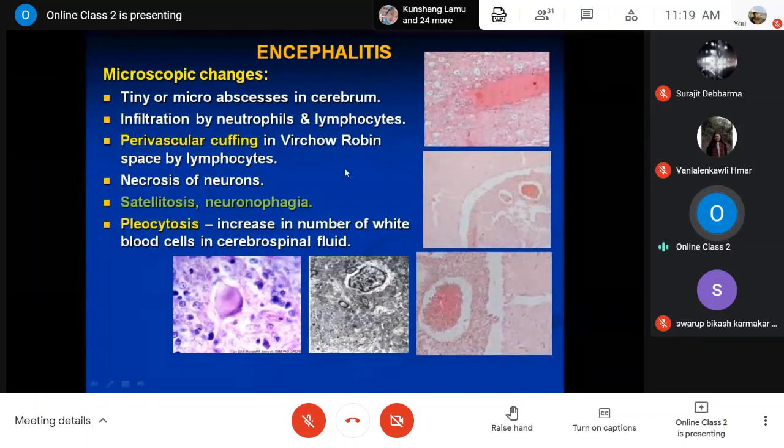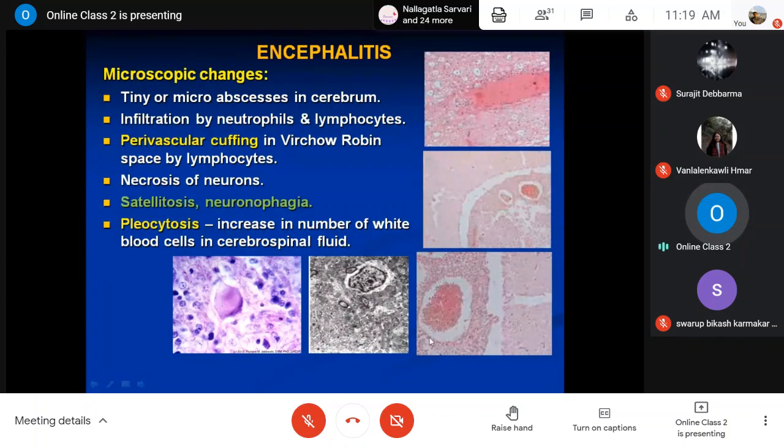Then these are some microscopic pictures of the inflammation of the brain, what we call encephalomyelitis. So sometimes, as I have told you, there may be the presence of some small abscesses, where you will find an aggregation of neutrophils in the cerebrum. Along with that, sometimes some mononuclear, lymphocytic cells may be there.